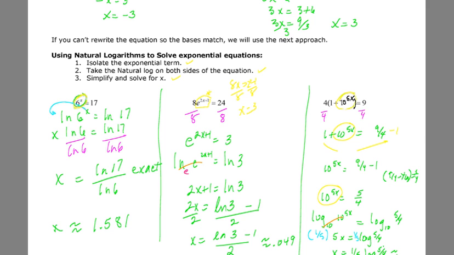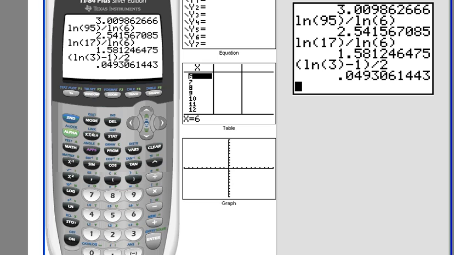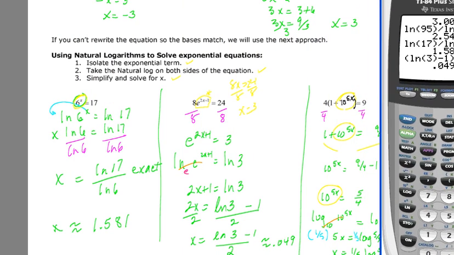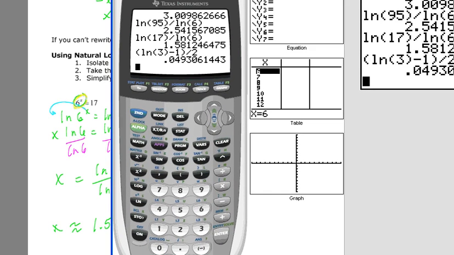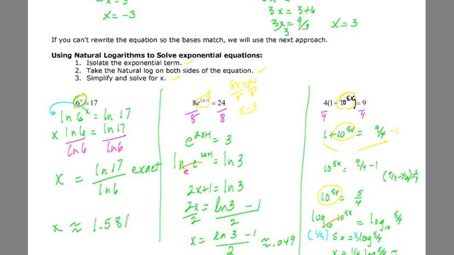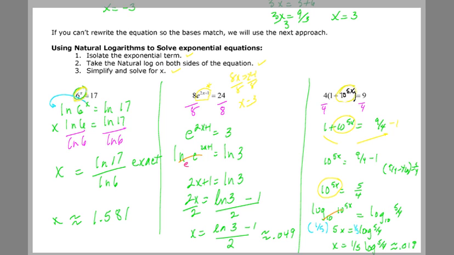Let's go to the calculator and get an approximate value. 1/5 log of 5/4. Okay, so let's type that in. 1 divided by 5, log of 5 divided by 4. 0.019. So using the natural log to solve those exponential equations gives us these results.